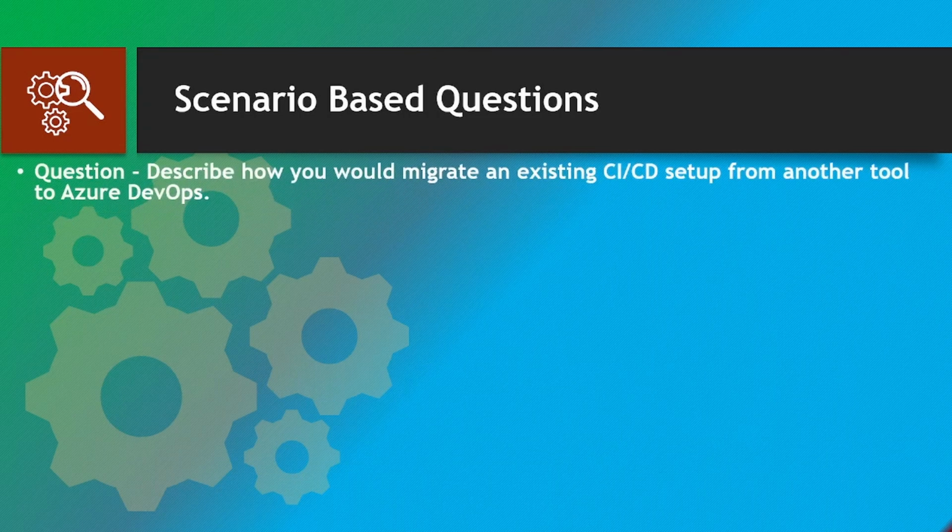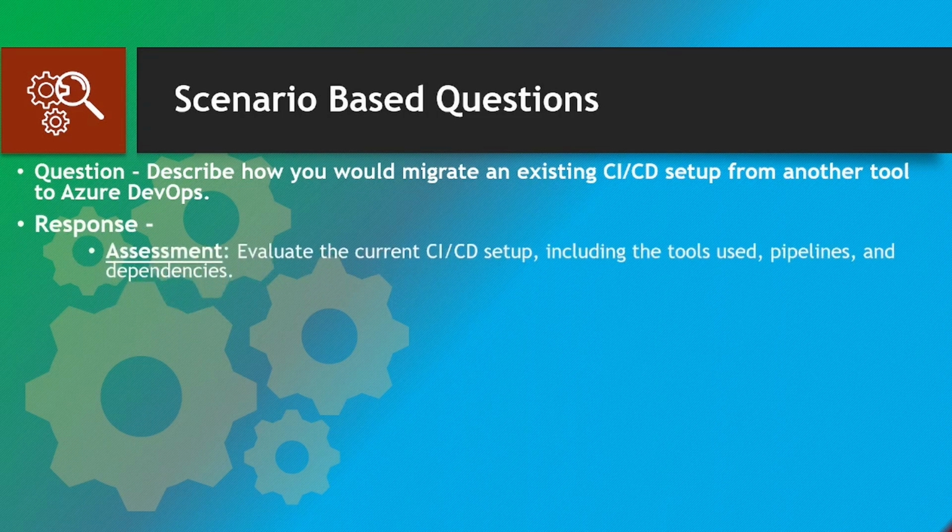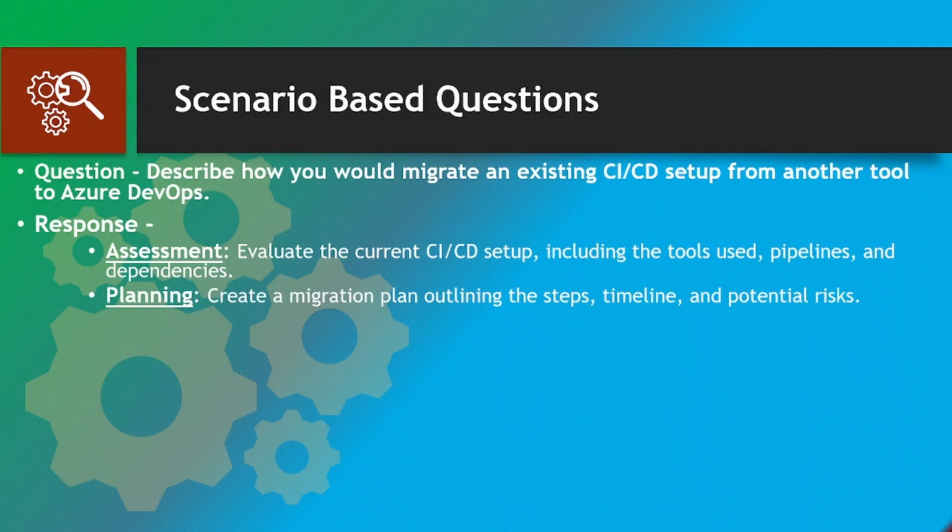Next, describe how you would migrate an existing CI/CD setup from another tool to Azure DevOps. To do that, first do the assessment. Evaluate the current CI/CD setup, including the tools used, pipelines, and the dependencies. Next is planning. Create a migration plan, outline the steps, timelines, and potential risks.